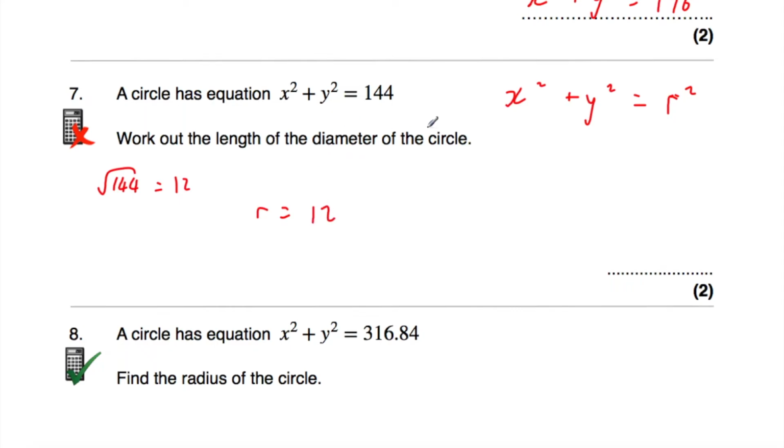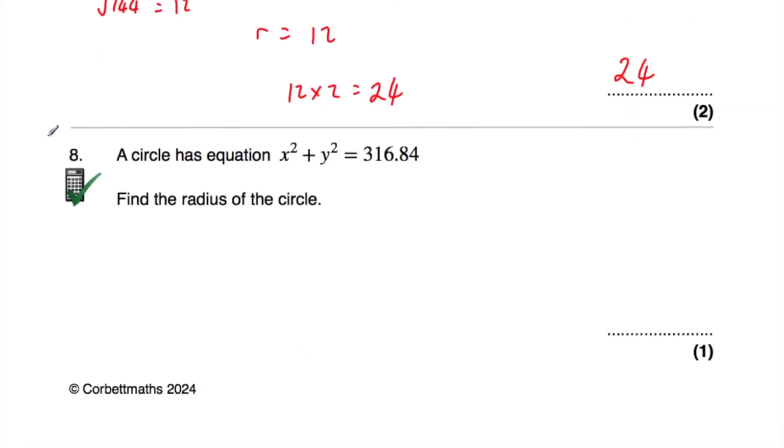Now we want to find the diameter. Now the diameter, the whole way across the circle, will be double that. So 12 multiplied by 2 is equal to 24. So that means the diameter of the circle will be 24. And that's it. So we've been asked to work out the length of the diameter of the circle. That's 24. And we find that by square rooting 144 to get 12, which is the radius. And the diameter is double that, which would be 24. And that's it. Okay, let's have a look at our next question, question number 8.